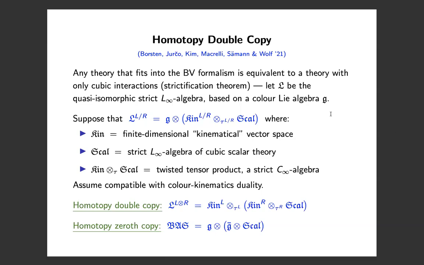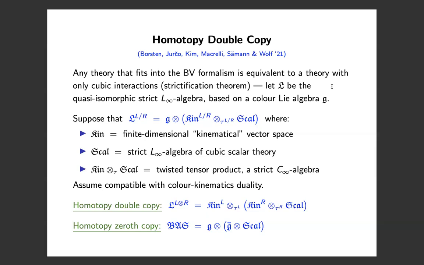So the starting observation is that any field theory that has a BV formulation, so it can be formulated in the Batalin-Vilkovisky formalism, is equivalent to a theory with only cubic interactions. This is just a statement: if you have any theory with arbitrary order interactions, then by including suitable auxiliary fields, you can always turn those interactions into cubic interactions.